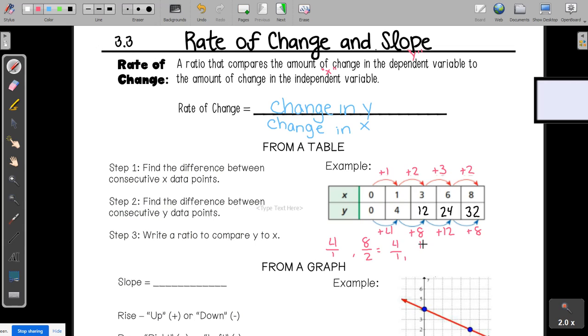12 over 3 is the same relationship as 4 over 1. And lastly, 8 over 2, again, is the same relationship as 4 over 1. So the ratio of this table, the rate of change, is 4 over 1. Now, if all of these did not have the same ratio, then it would not be linear.